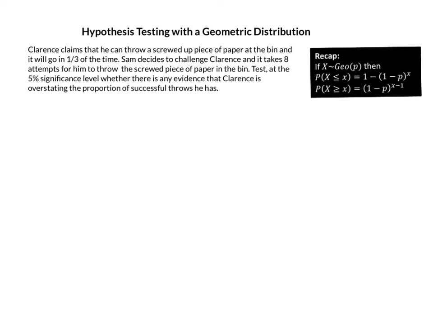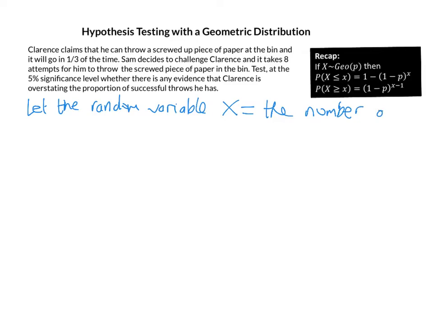Let's structure the test. We're going to structure it as well as we can. Now, let the random variable X equal the number of throws before Clarence's first success.